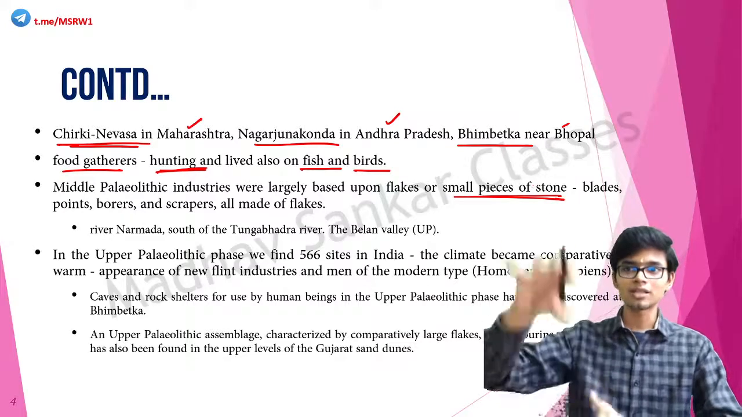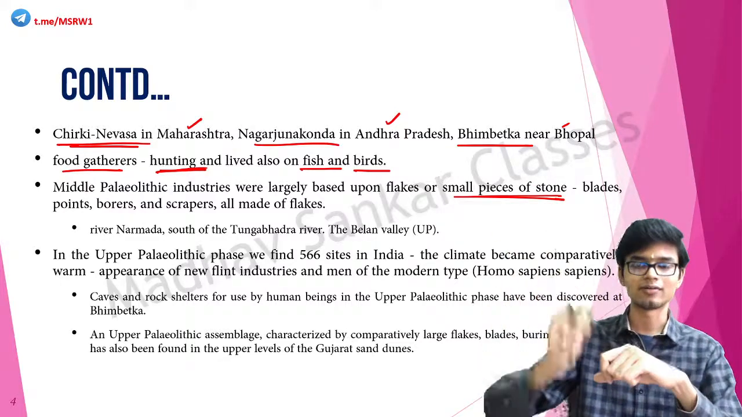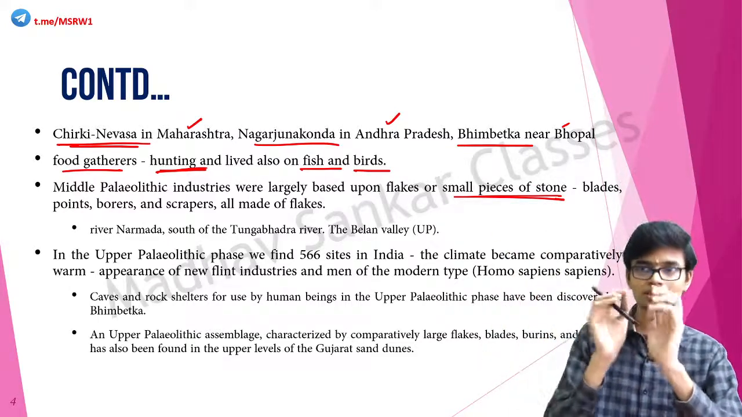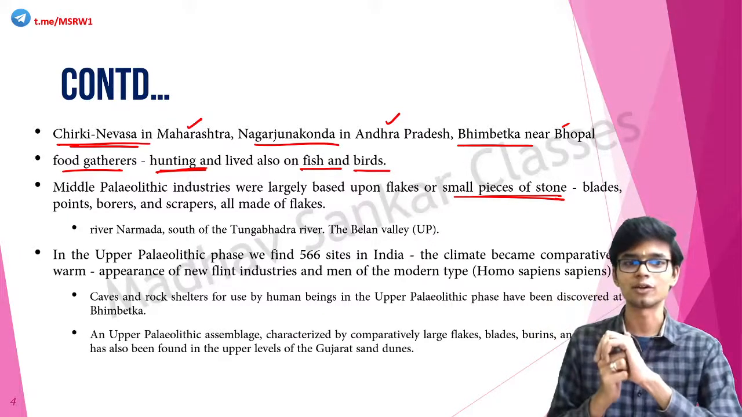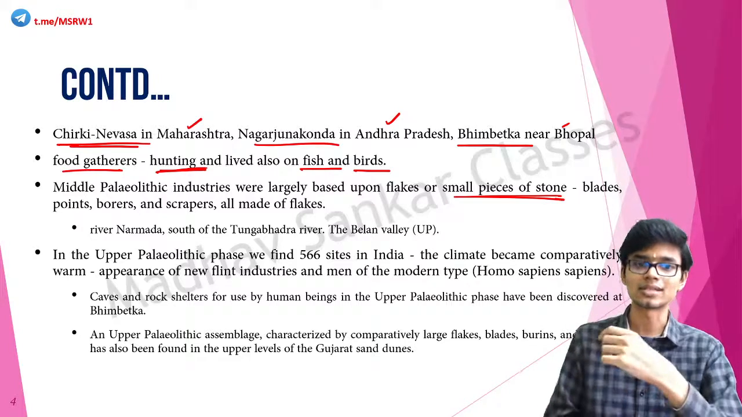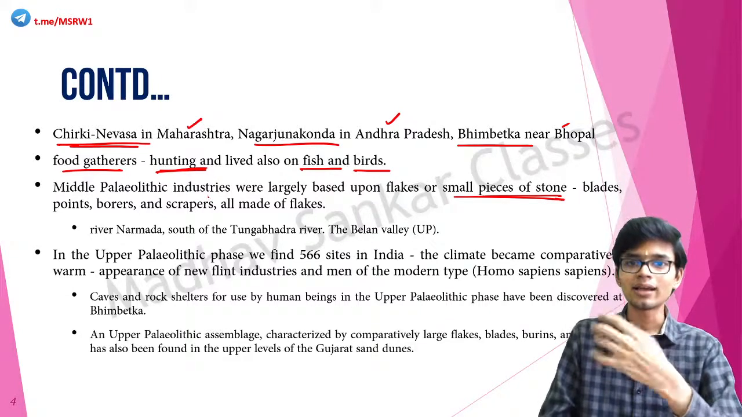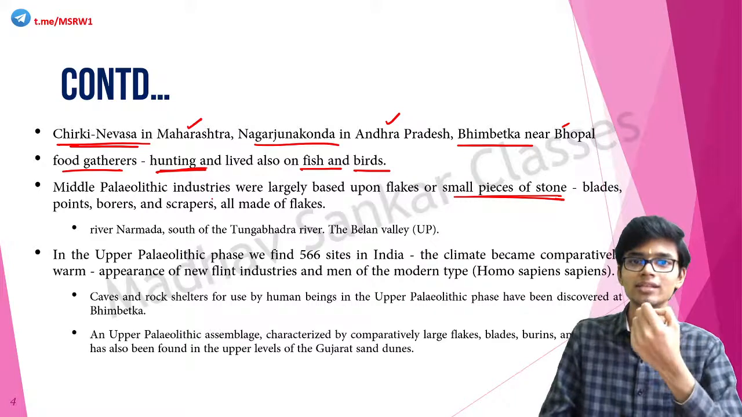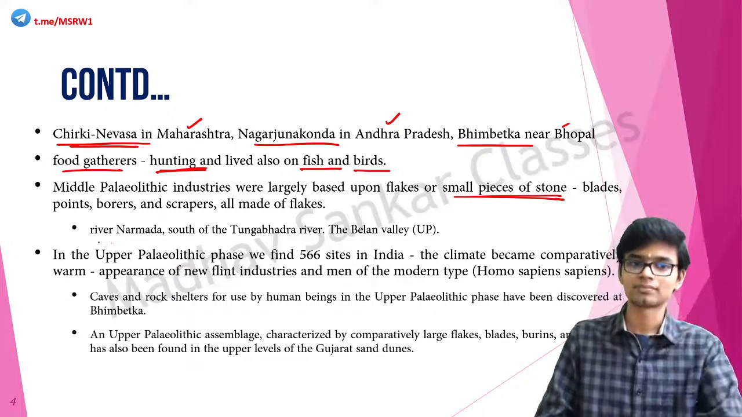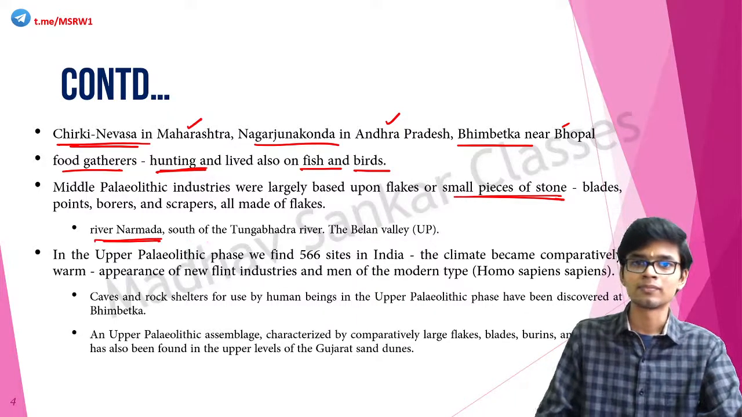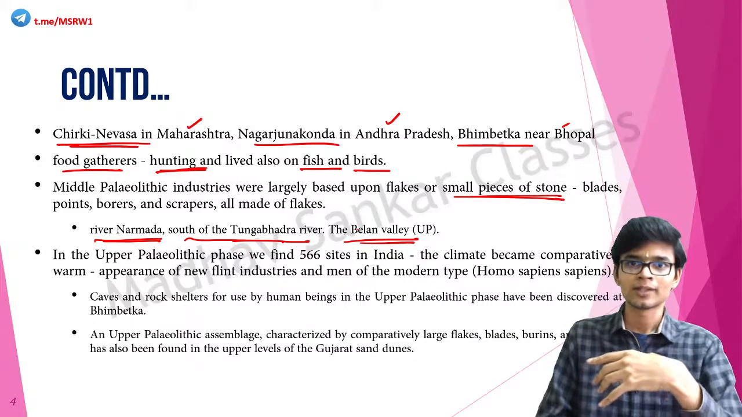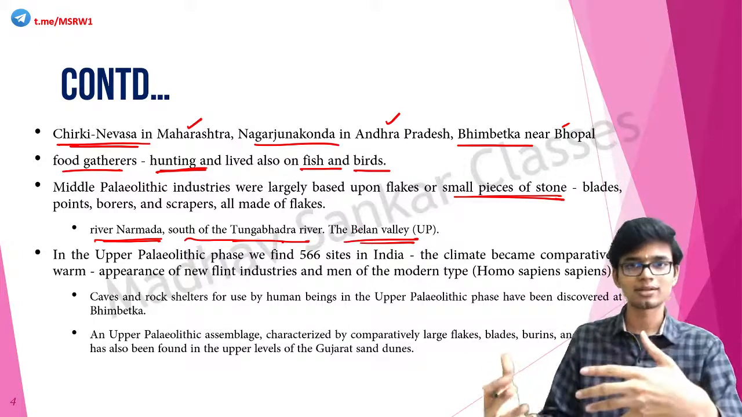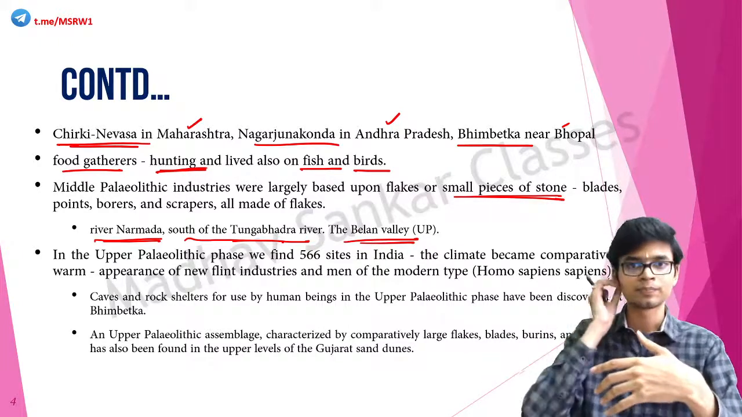Rather than large, very irregular kinds of weapons and tools, we come across comparatively smaller, very sharpened pieces of stones. Blades are there, borers are there, scrapers are there. And we find these Middle Paleolithic sites around the River Narmada, south of the Tungabhadra River, the Belan Valley in Uttar Pradesh, etc. There are many more sites. Please read it from the textbook.